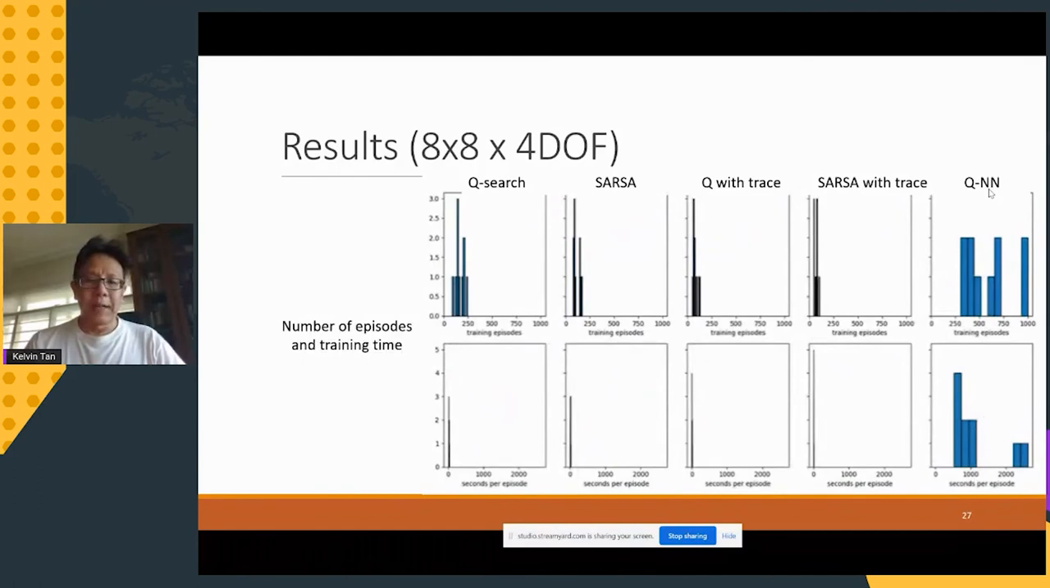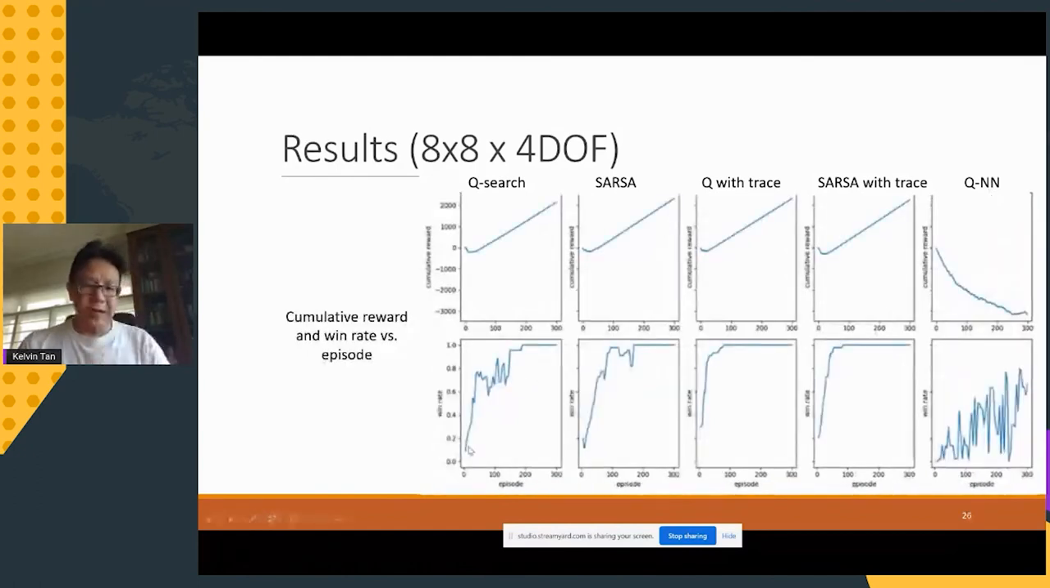So you can see that all the algorithms are able to train. The interesting thing is that with the eligibility trace and SARSA eligibility, the learning is faster, so it's able to get to a win rate of one quicker. The neural network seems to be slowest.